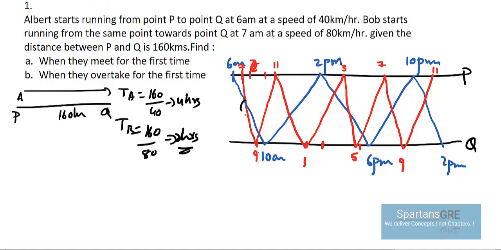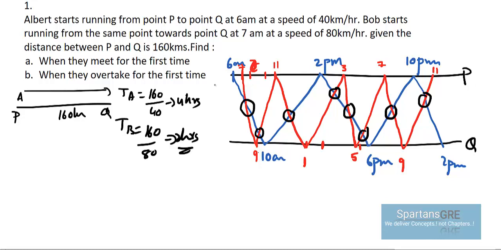What are the intersection points? Here is one intersection point. Here is the second one. Here is the third, fourth, fifth, sixth, 7, 8. Looking at the intersection points, you can tell whether they are meeting or overtaking. You can tell it is meeting if the arrows are in opposite directions. As I told you, meeting always happens in opposite directions. Overtaking always happens in the same direction.